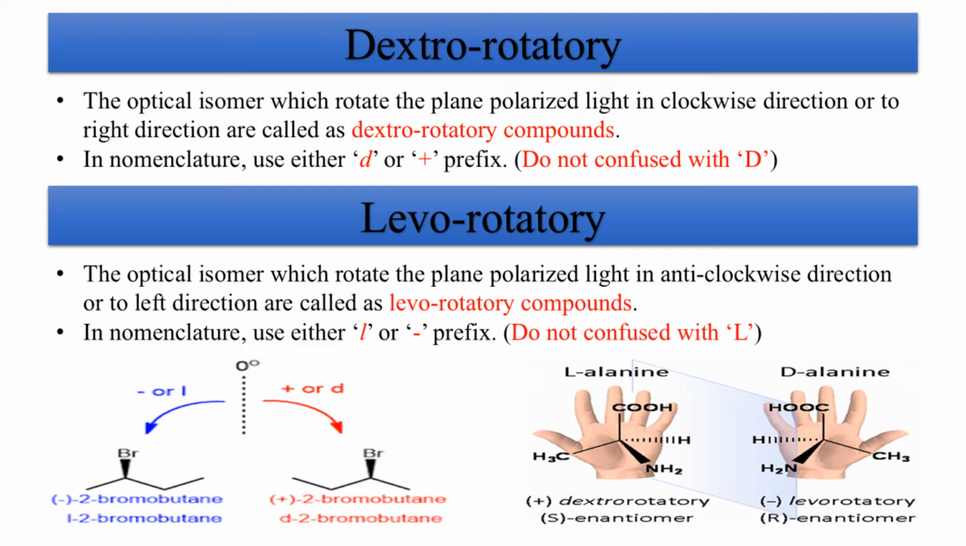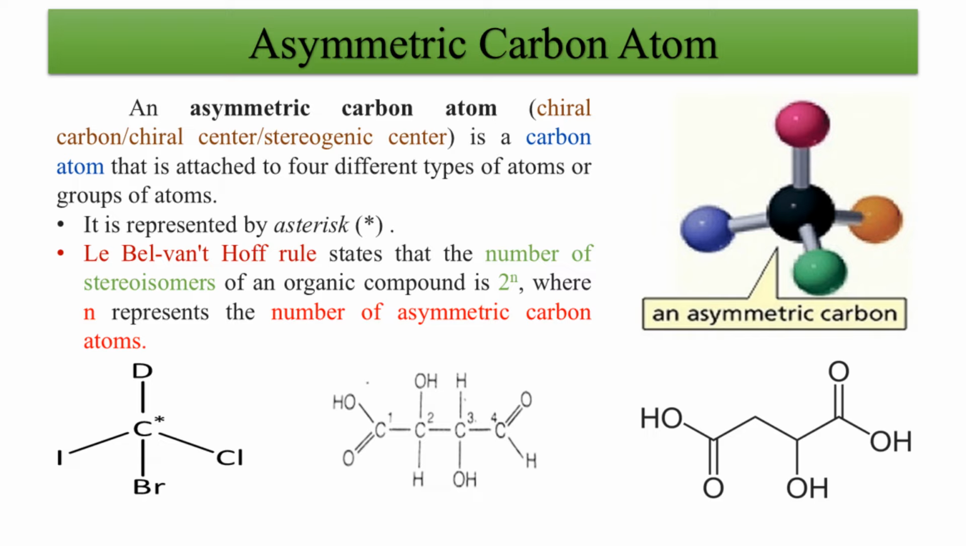Dextro-rotatory compounds rotate plane polarized light to the right, while levo-rotatory compounds rotate it to the left. These properties are denoted by d, or plus, and l, or minus, respectively. An asymmetric carbon atom, or chiral center, is attached to 4 different atoms or groups. The number of stereoisomers is 2^n, where n is the number of asymmetric carbon atoms.